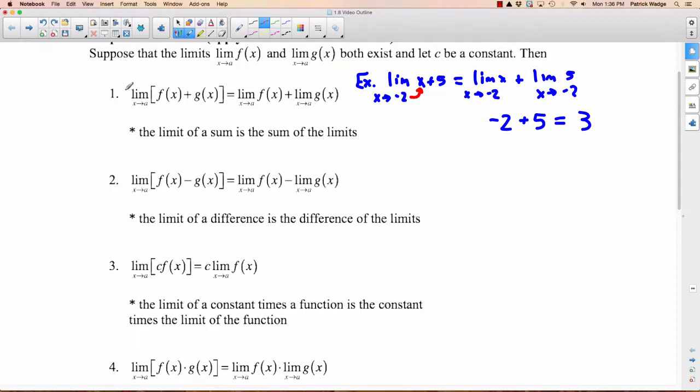Next one. This time we have the limit of a difference is the difference of the limits. It's almost exactly the same. If you take the limit of f of x minus g of x as x approaches a, it's the same as the limit of f of x as x approaches a, take away the limit of g of x as x approaches a. So here's another example.